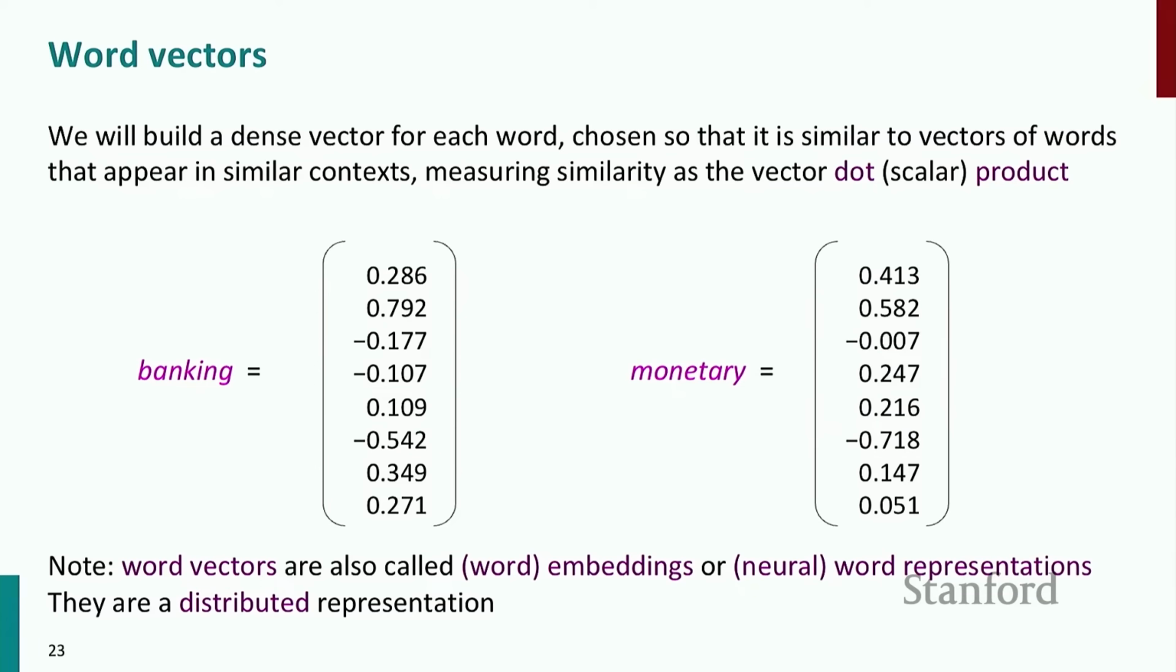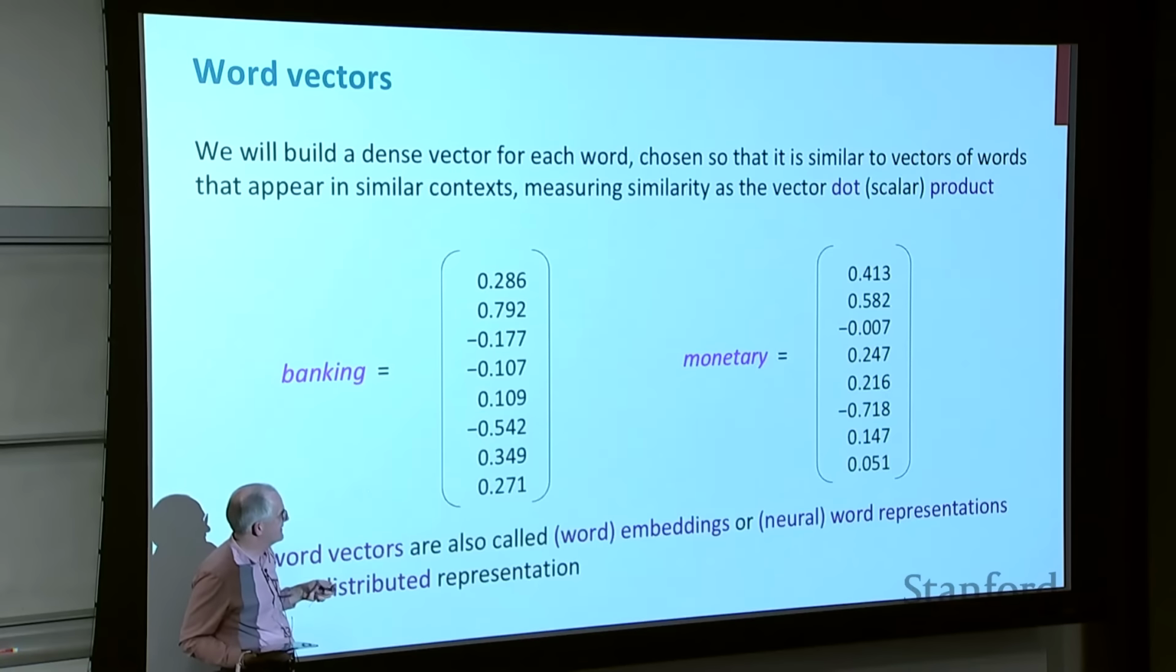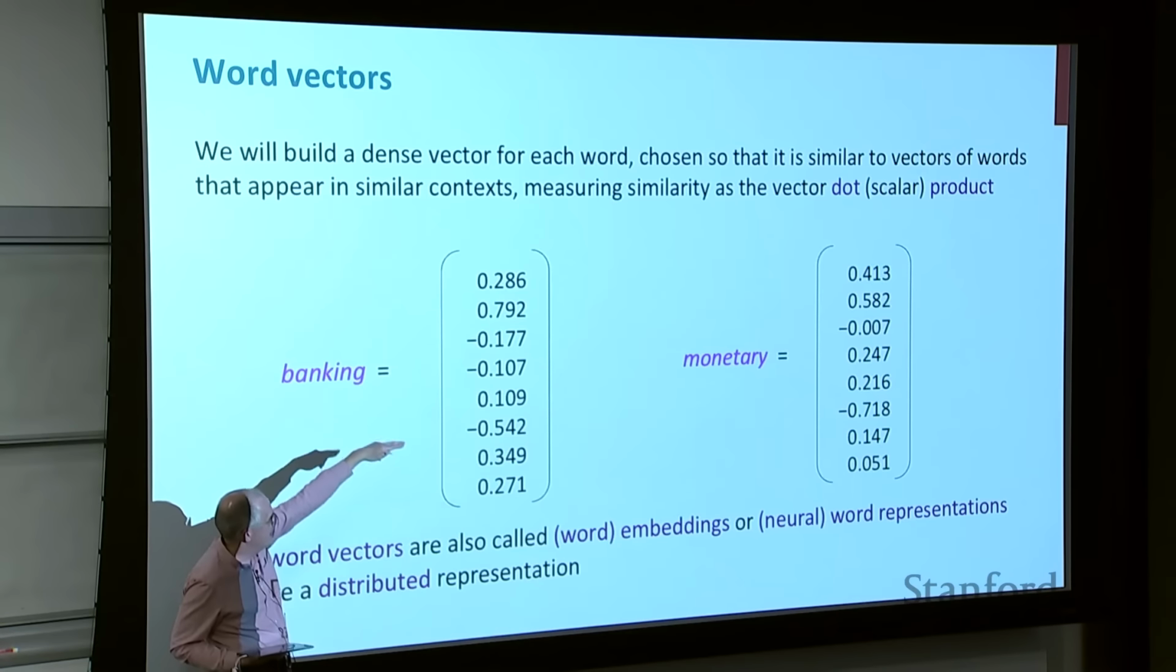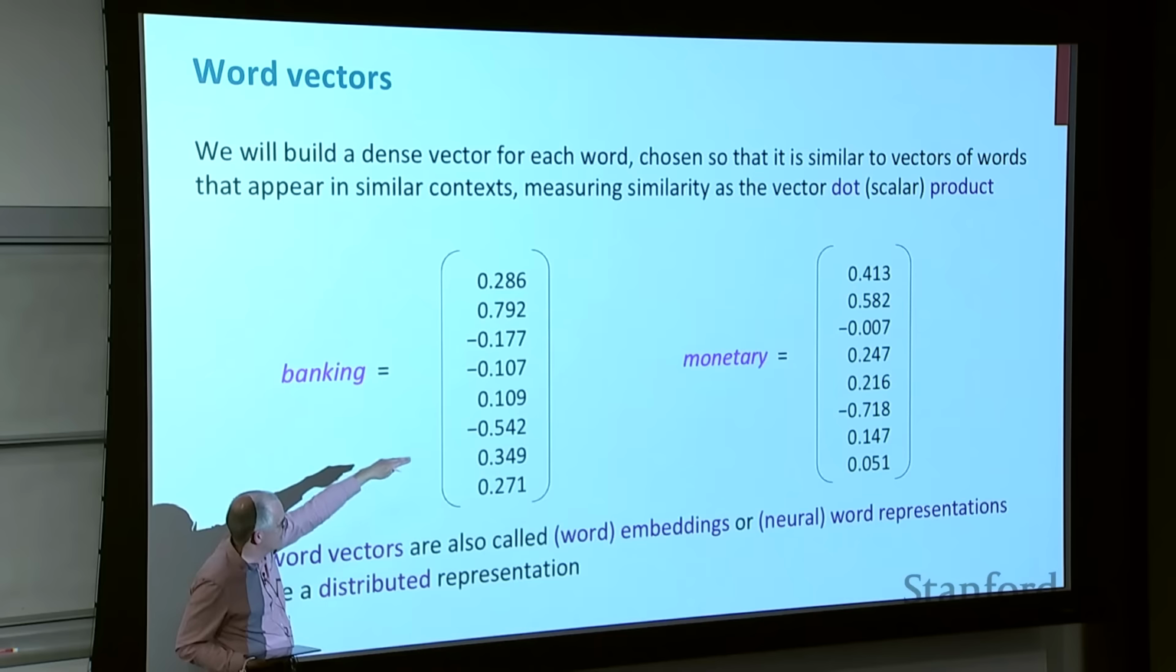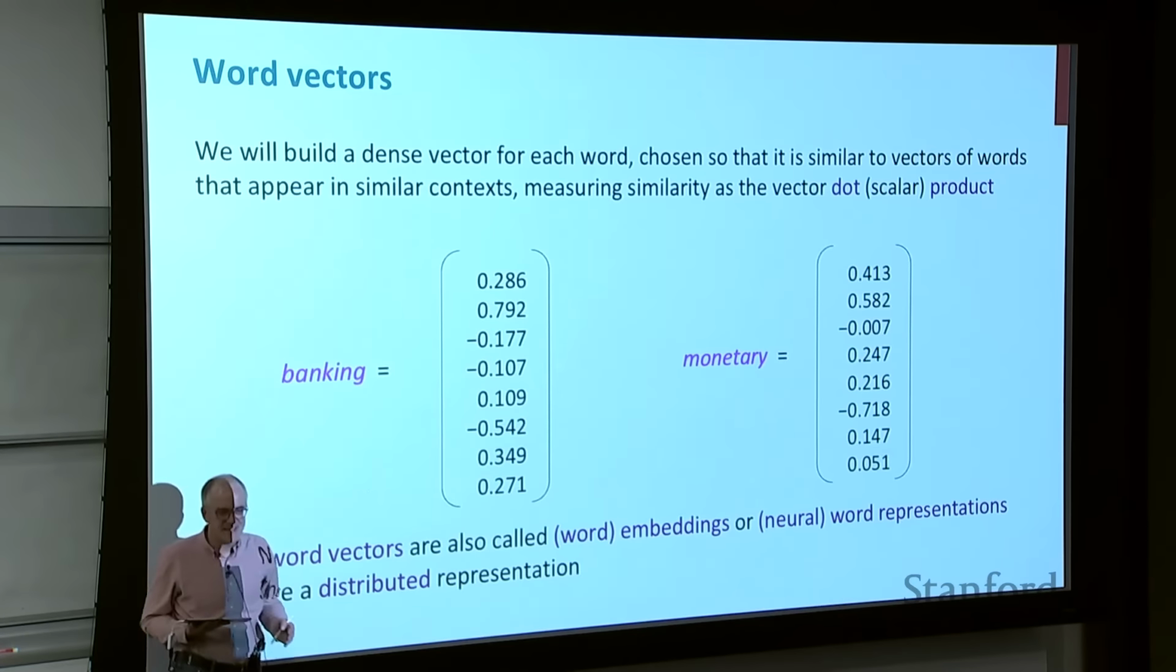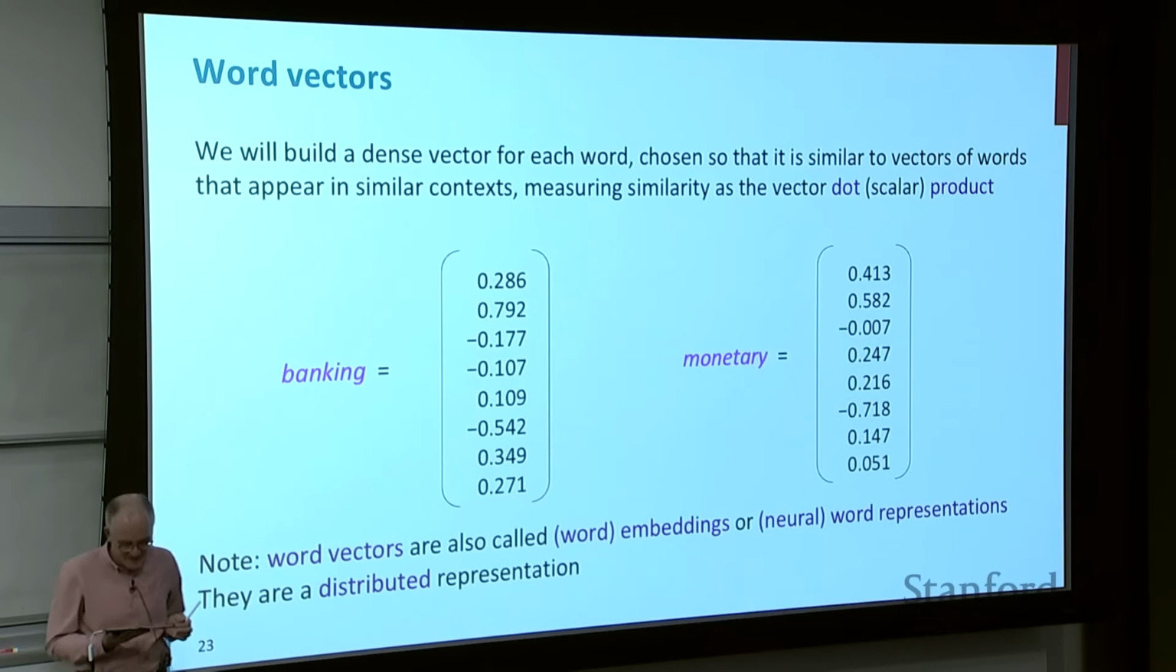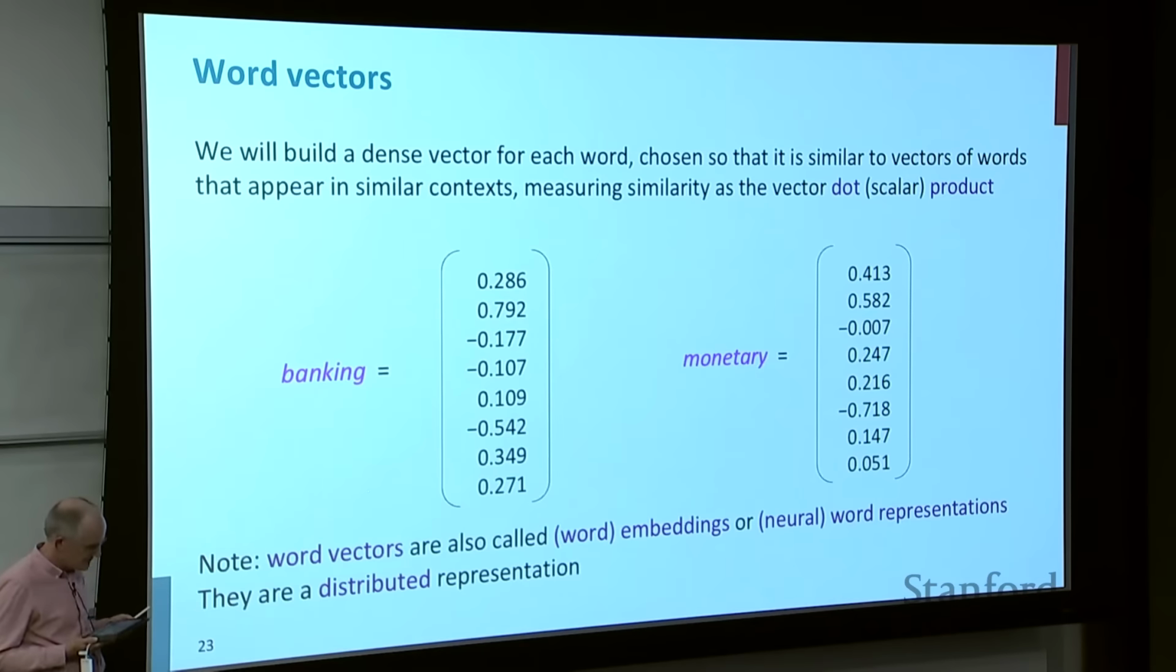So for banking and monetary in my example here, both of them are positive in the first dimension, positive in the second dimension, negative on the third. On the fourth, they've got opposite signs. So if we want to work out the dot product, we're taking the product of the corresponding terms, and it'll get bigger to the extent that both of the corresponding ones have the same signs, and bigger if they have large magnitude. Okay, so these are what we call word vectors, which are also known as embeddings or neural word representations or phrases like that.